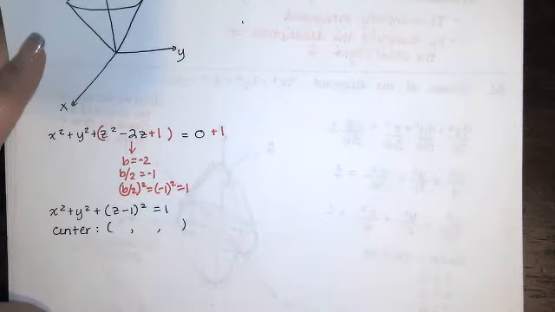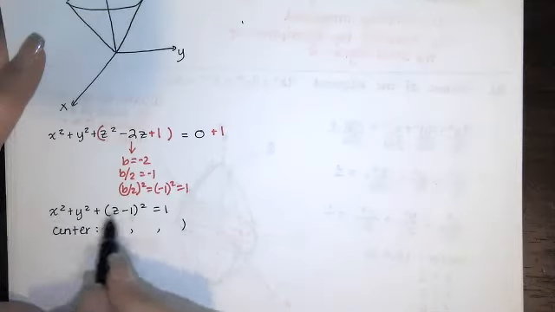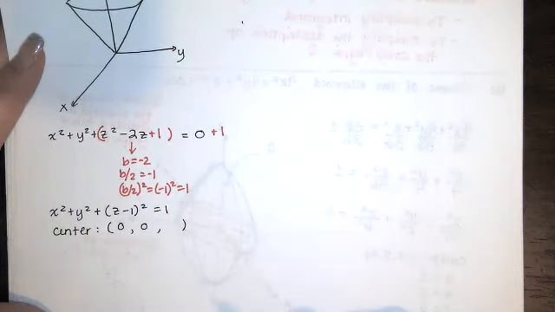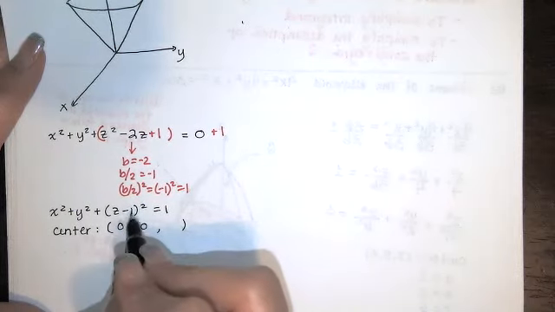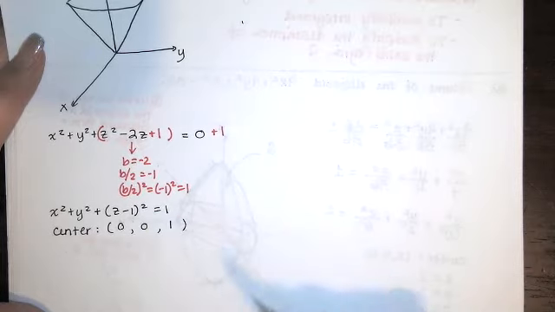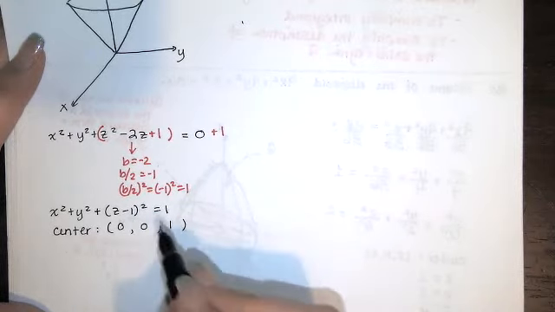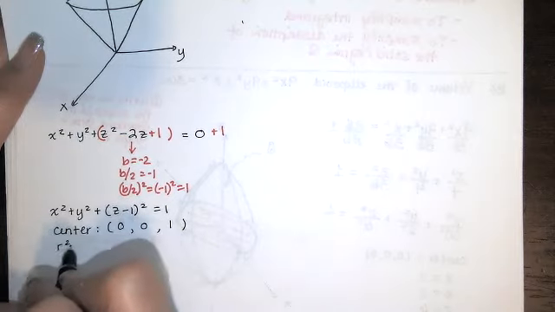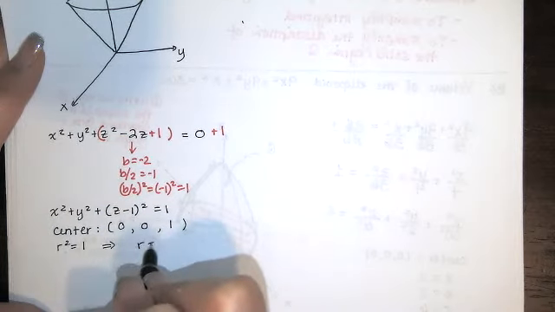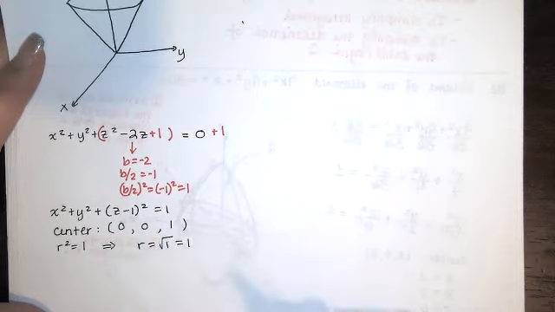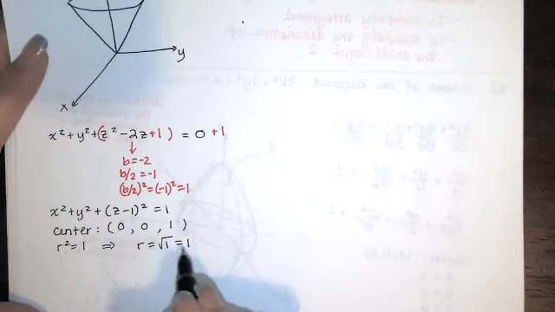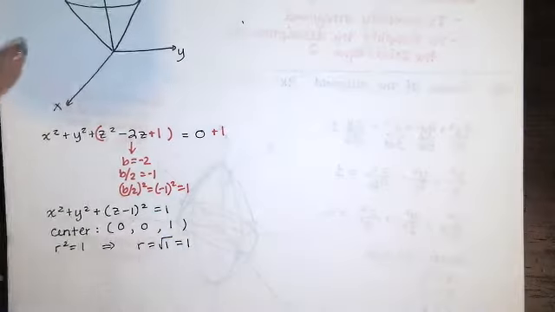To find the center, we look at what's being subtracted from the x, the y, and the z. Nothing's being subtracted from the x or the y. So the x and y coordinates of the center are 0. Since we're subtracting a 1 from the z, the z coordinate of our center is 1. The radius squared is 1, so that means r equals the square root of 1, which is 1. So we've got a sphere centered at 0, 0, 1 with a radius of 1.